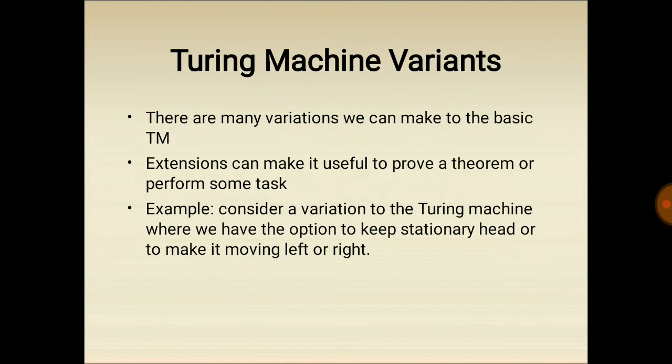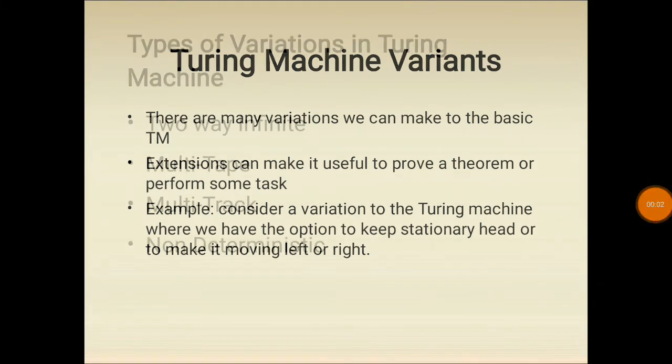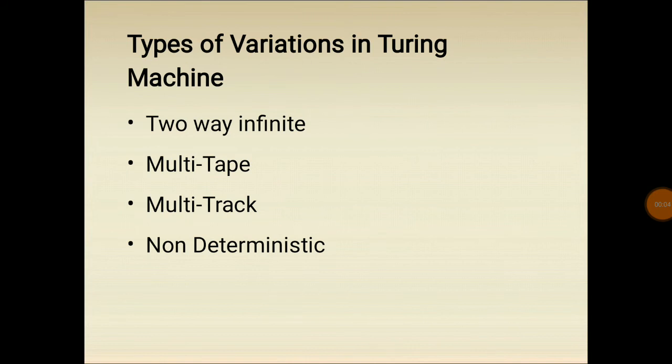Now, Turing machine variants. Many variations are possible in the basic Turing machine. These extensions can make it useful to prove a theorem or to perform some task. For example, consider a variation in Turing machine where we have the option to keep the head stationary or to make it move left or right. Types of variations in Turing machine. We will discuss 4 types of variation in Turing machine, that is, two-way infinite Turing machine, multi-tape Turing machine, multi-track Turing machine and non-deterministic Turing machine.